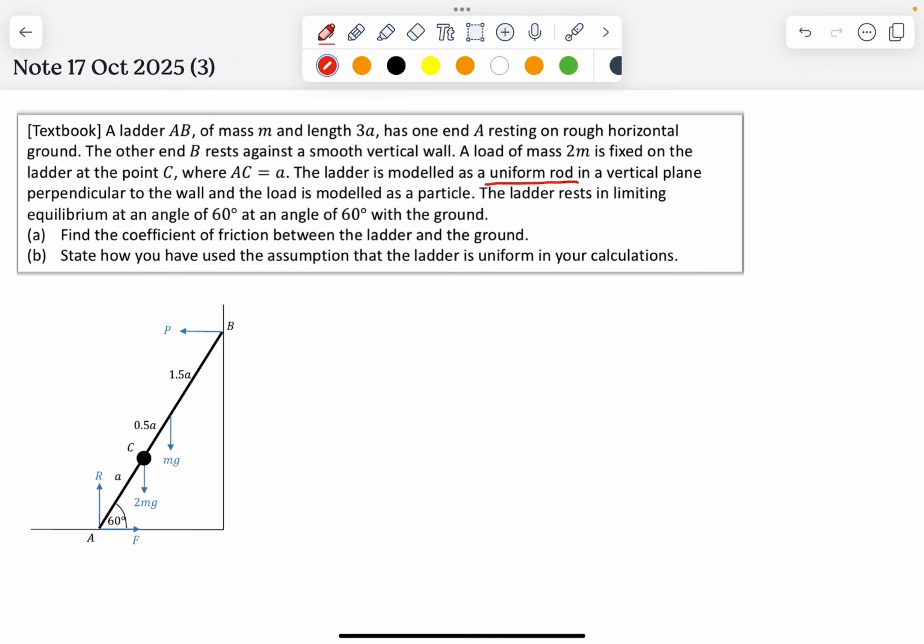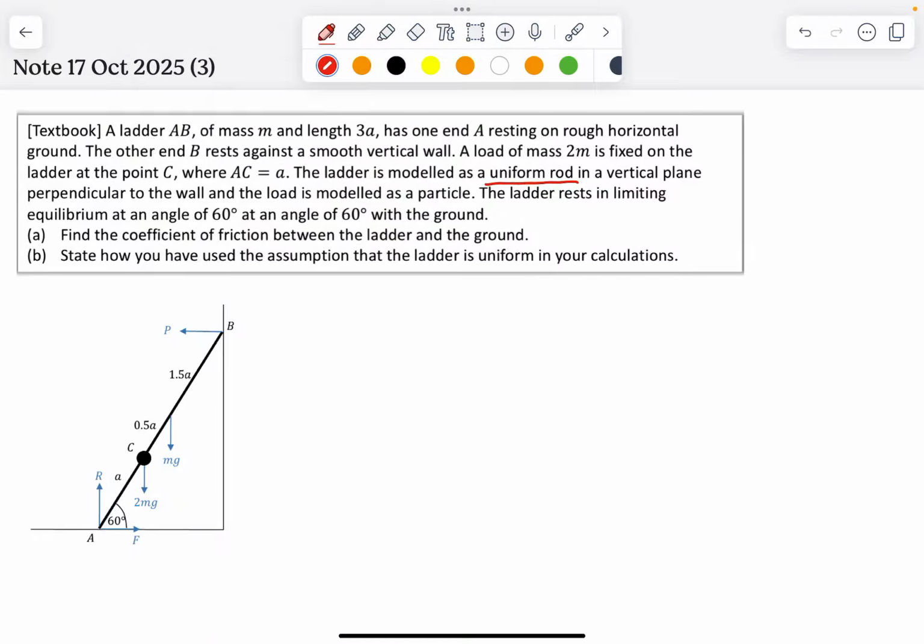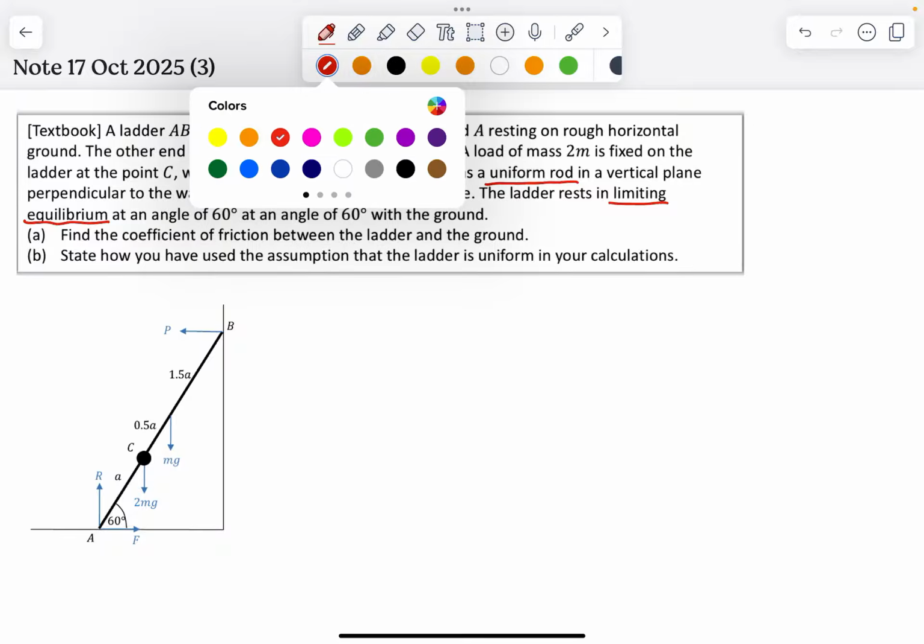Then we have the wall is perpendicular. It's modelled as a particle. It's in limiting equilibrium. Remember that, that's very important. At an angle of 60 degrees. And then we need to find the coefficient of friction between the ladder and the ground, and say how we've used some assumptions.